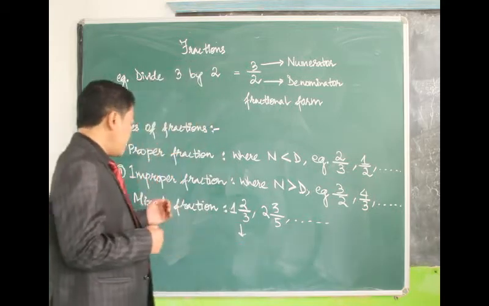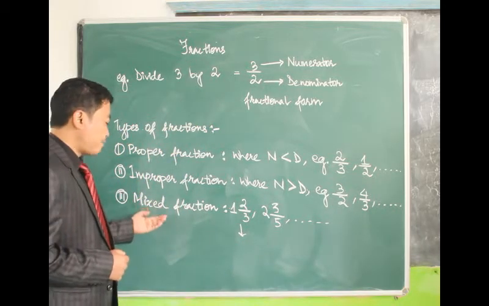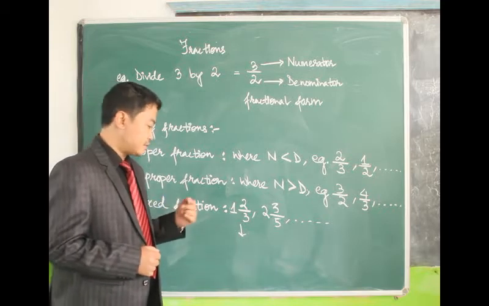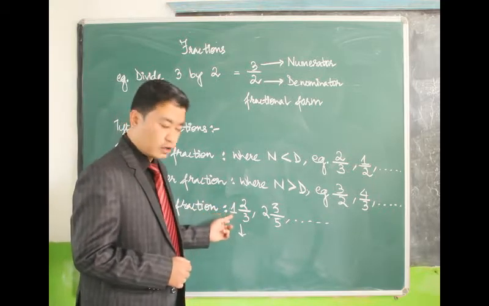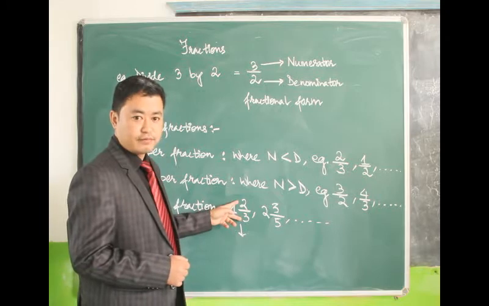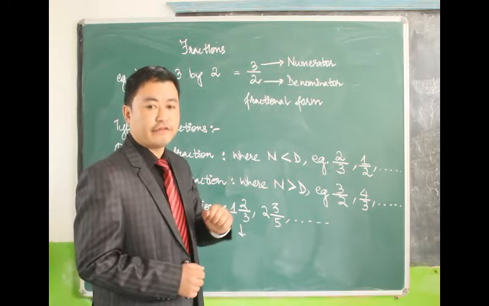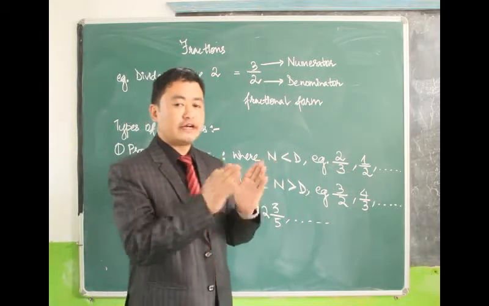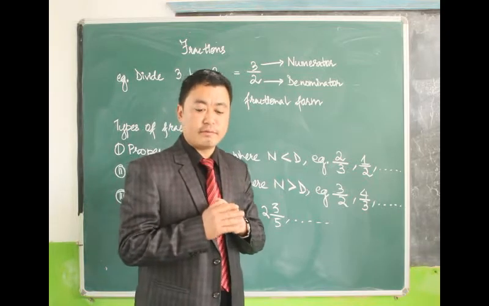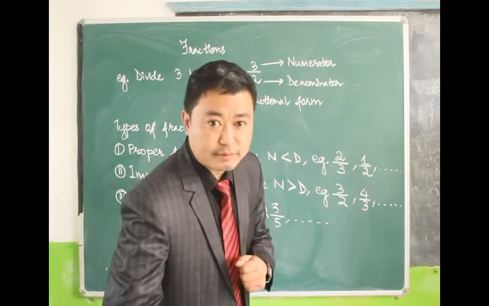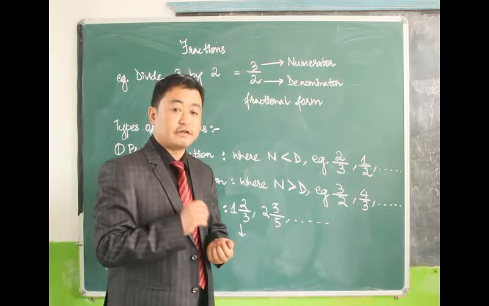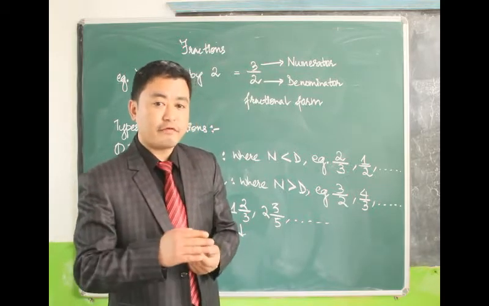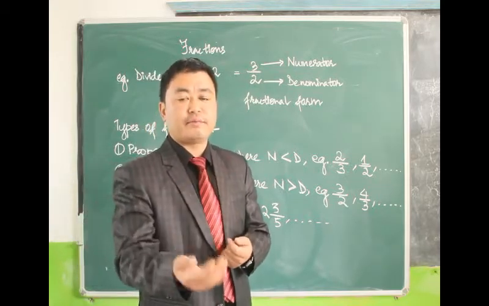Now the next type of fraction is the mixed fraction. In a mixed fraction you will get a whole number and a fractional form. When the two are written together, those fractions are known as mixed fractions. Now listen very carefully to this one: an improper fraction can always be converted to a mixed fraction.